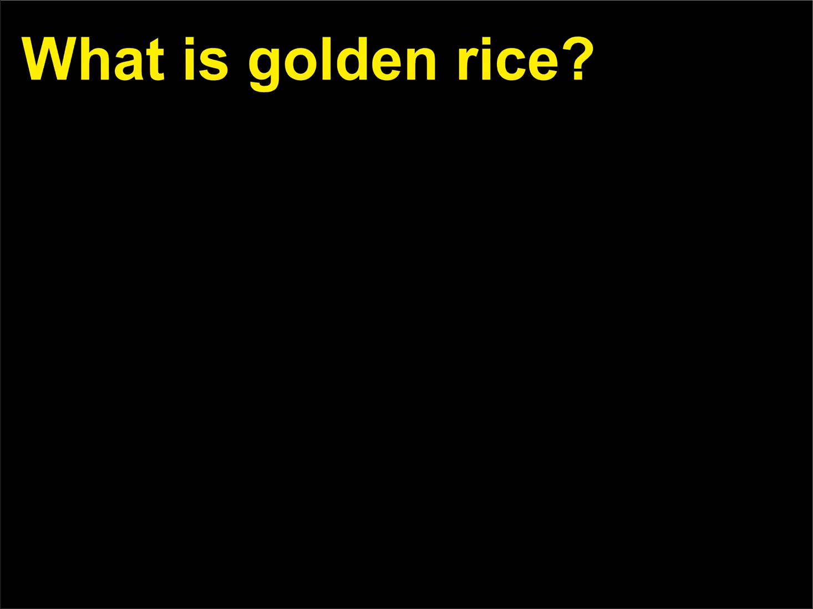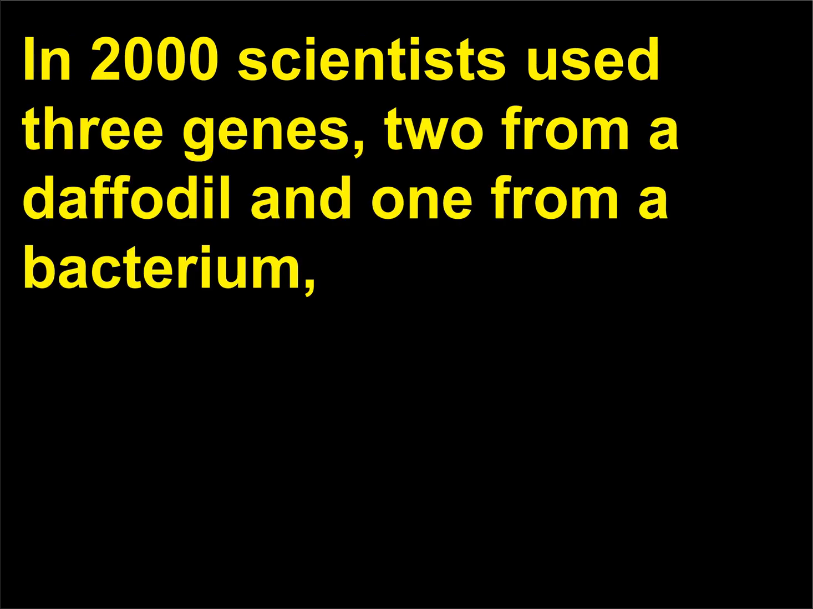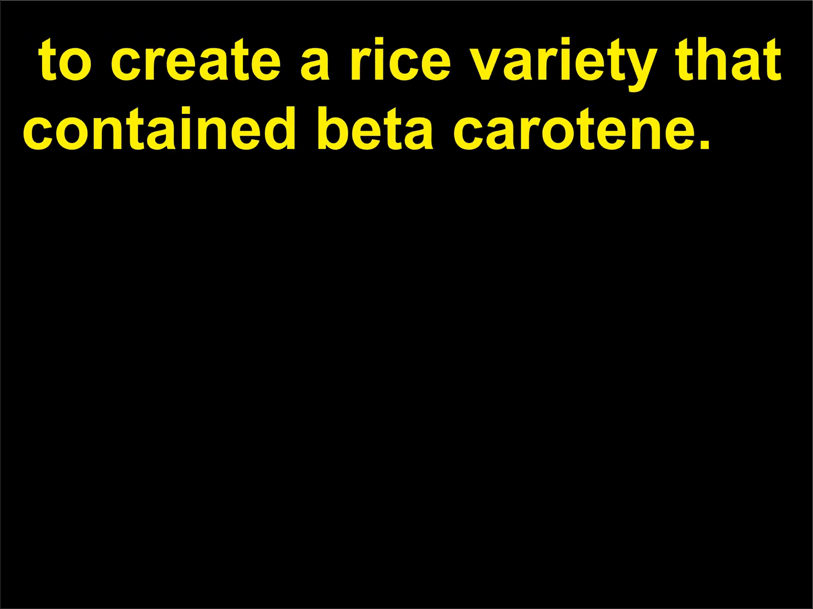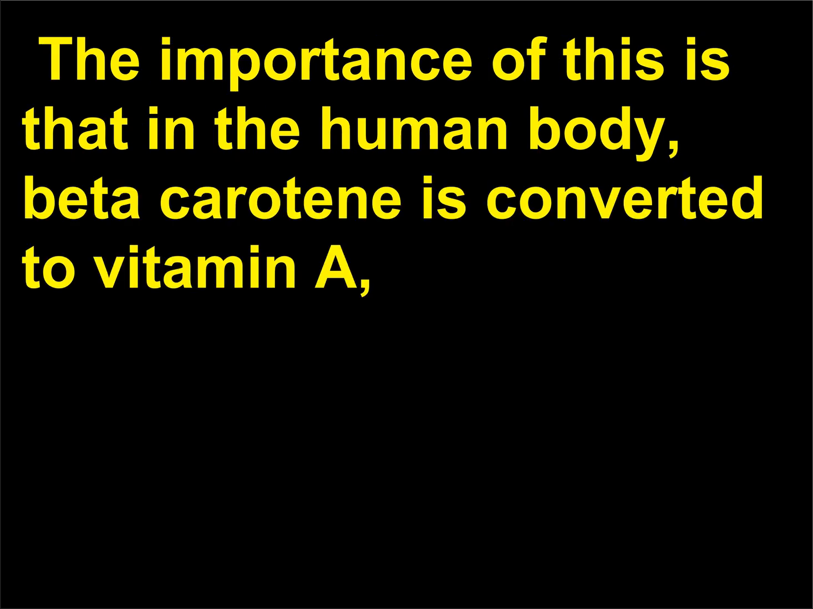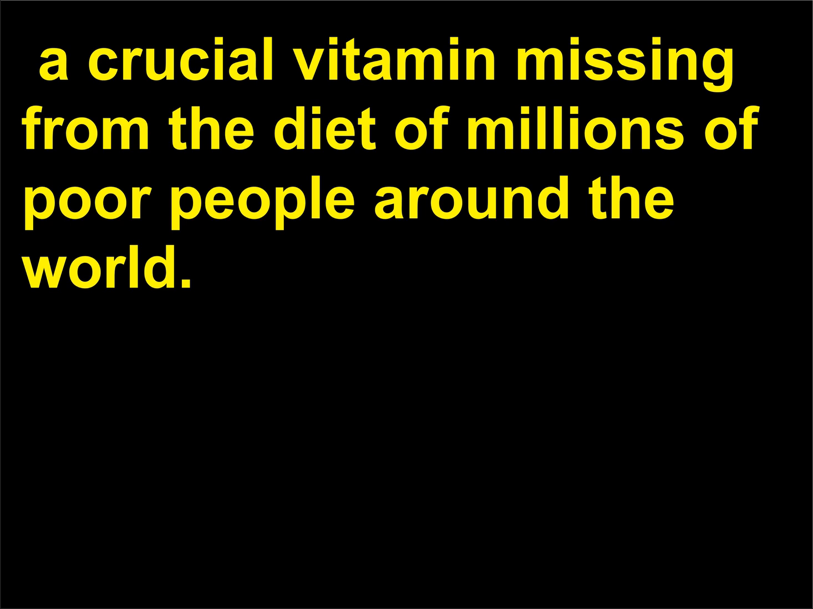What is golden rice? In 2000, scientists used 3 genes, 2 from a daffodil and 1 from a bacterium, to create a rice variety that contained beta-carotene. The importance of this is that in the human body, beta-carotene is converted to vitamin A, a crucial vitamin missing from the diet of millions of poor people around the world.